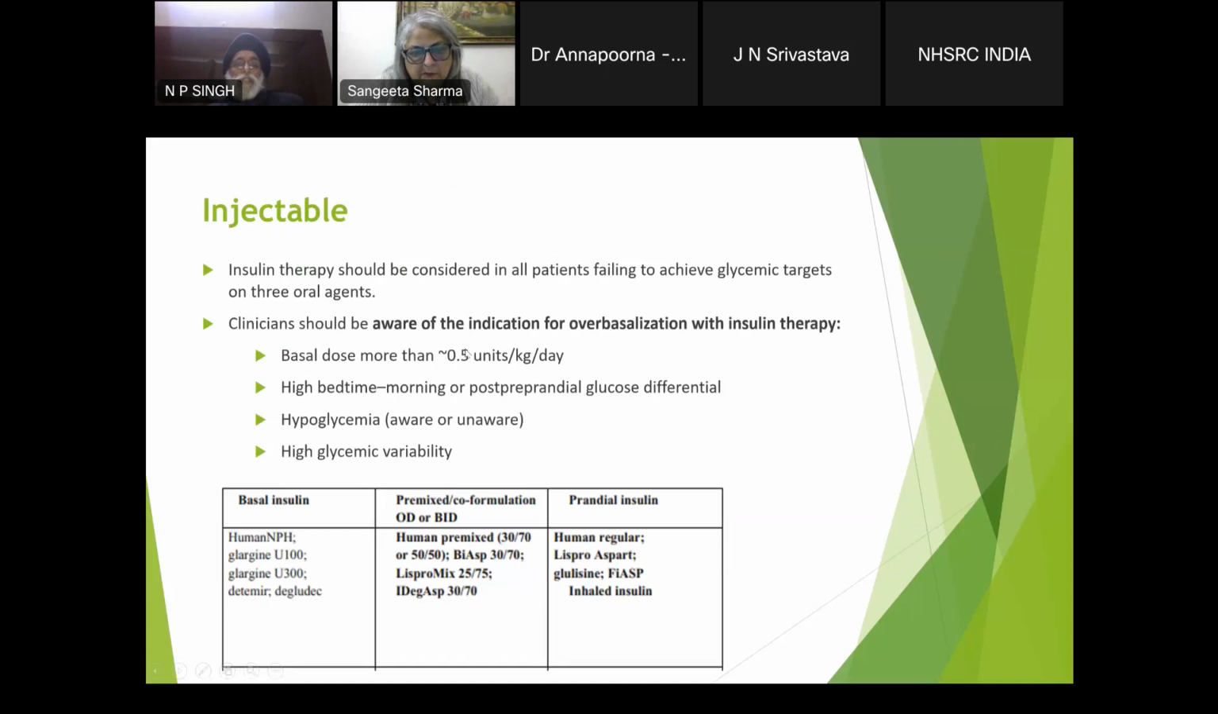We know there are two types of injectables. One is insulins, our old age friend, and GLP-1, which has come regularly. We have these different types of insulins. We have NPH, we have Glargine, we have Detemir, we have premixed, and we have Prandial. These are short-acting insulins, which are human regular, Lispro, Aspart, Glulisine. Inhaled is also now available. We have our basal insulin.